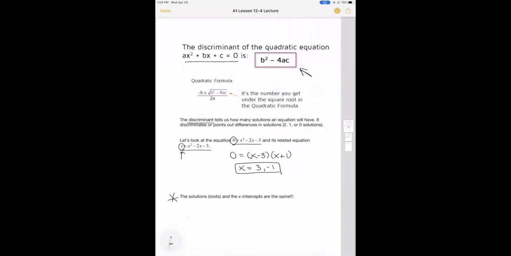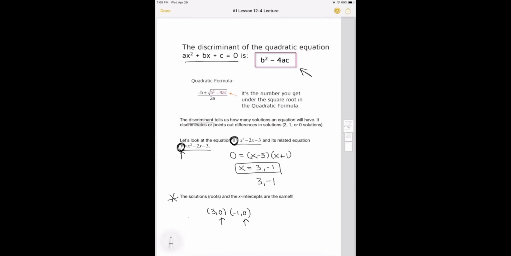The x-intercepts were 3 and -1, and the solution to the related equation was 3 and -1. So that's important to remember, okay? And that really should make sense because the x-intercept is where y equals 0. So what I've done is I've taken this y right here, and where is y equal to 0? At the values of 3 and -1, because the x-intercepts are (3, 0) and (-1, 0). It's the two locations where y is equal to 0.